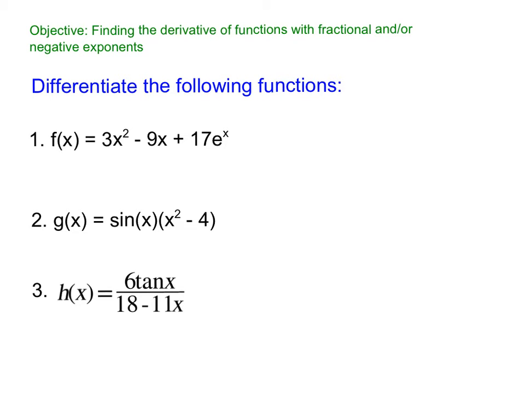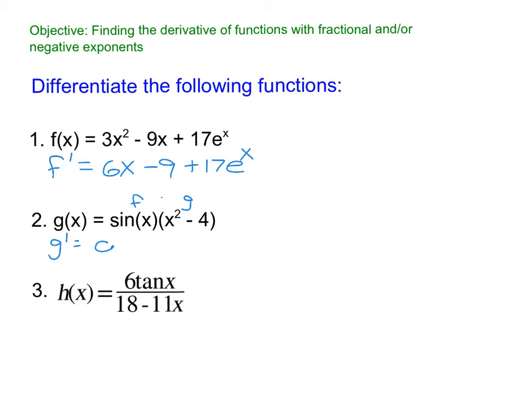Differentiate the following. So this is nothing new. So just use your skills, find the derivative. So number 1 is just a basic one. 6x minus 9 plus 17 e to the x. Number 2, that's a product rule, right? This is my f and this is my g.